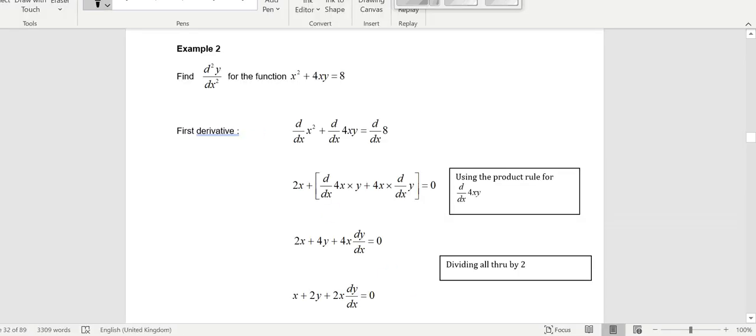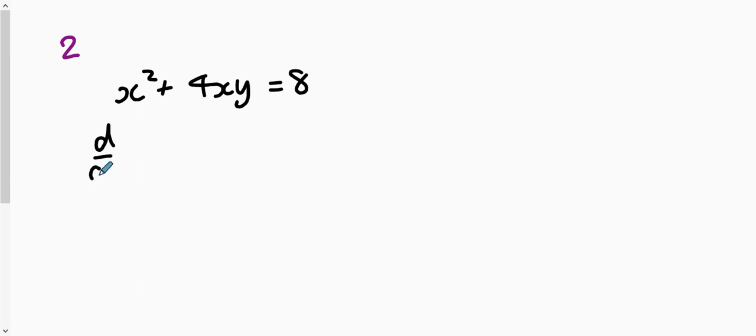Okay, so we're on to example 2 from the notes. So let's have a look at that. Example 2 is x squared plus 4xy equals 8. So we're going to find the first derivative first. So take derivatives all the way through.